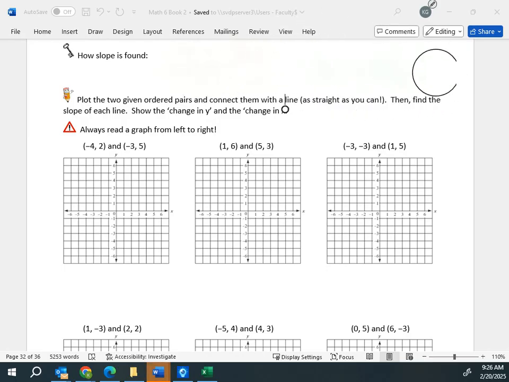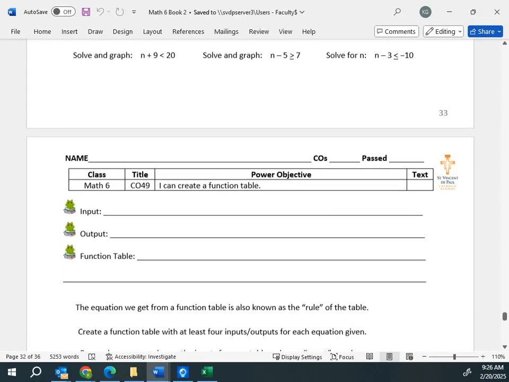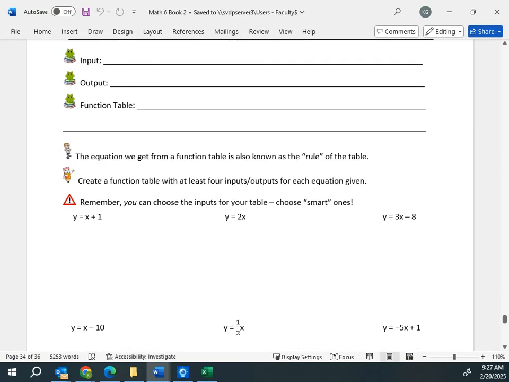All right. Our next one is the function table. You might want to put the definitions for input, output, and function table. You never know when Mr. Schultz is going to ask for that. The input is what you put into the equation, that X. The output is what you get out of the equation, the Y. So your input, the X, you get to choose. The Y is you solve the equation with that number that you put in for the X.